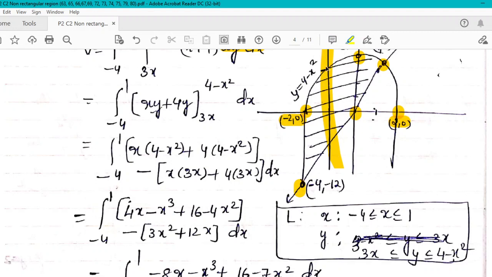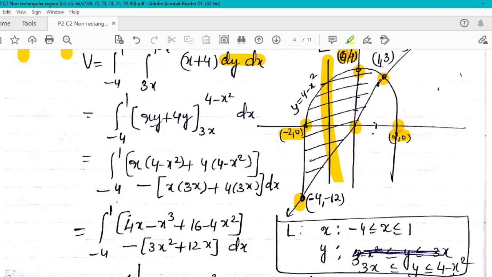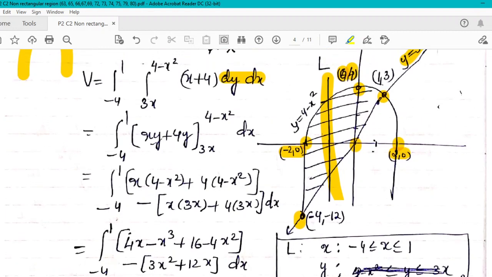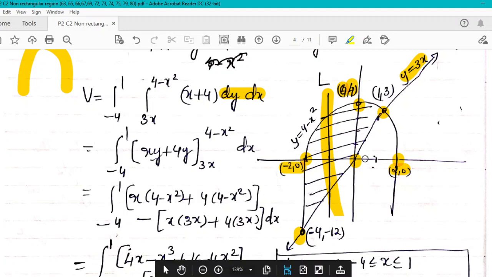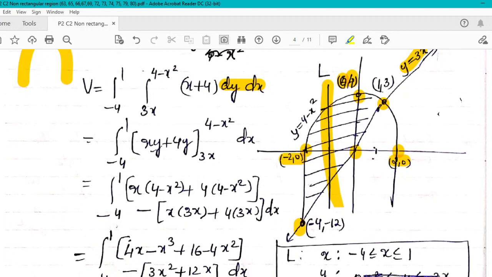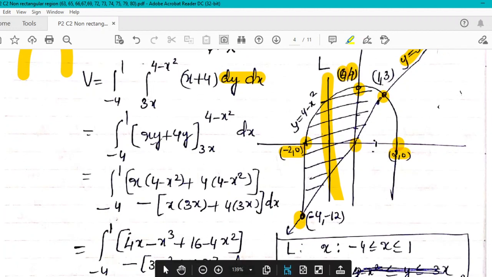So first we'll be finding the value of y. So at this point, what is the value of y? This is equation of the line. What is the line? Y equal to 3x. So at this point, the value of y is equal to 3x. And as this line passes through this region, it touches at this point, and at this point, the value of y is 4 minus x square. So the limit of y is from 3x to y equal to 4 minus x square.